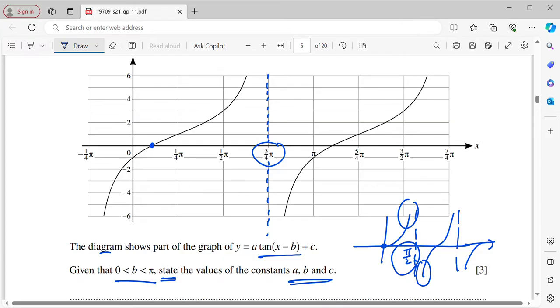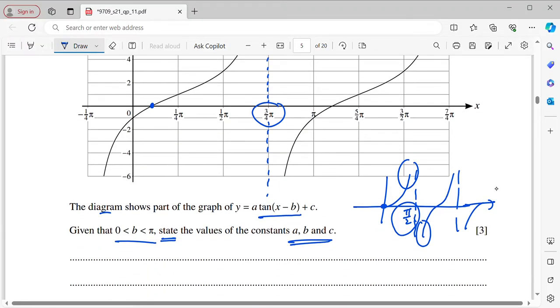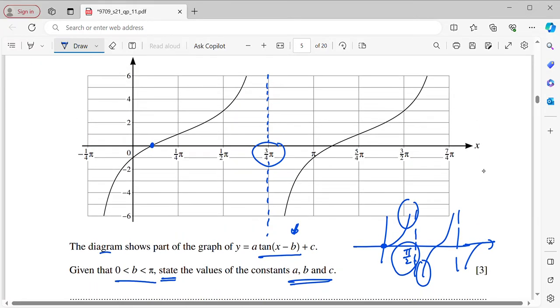Alright, so now from pi over 2 to 3 over 4 pi, that is how much you have moved the graph. That means I will just write that the amount the graph moved depends on the b. So my b is basically 3 over 4 pi minus pi over 2, which is pi over 4. That is our b.